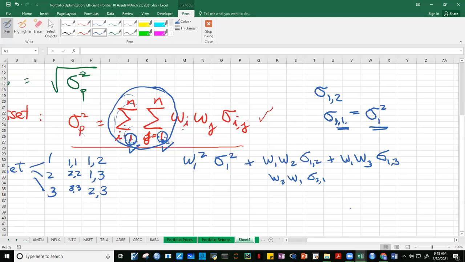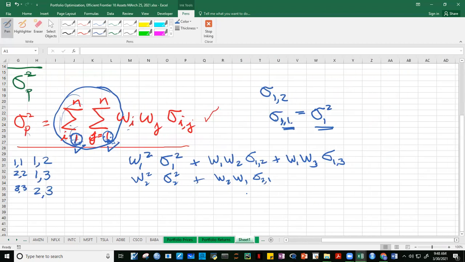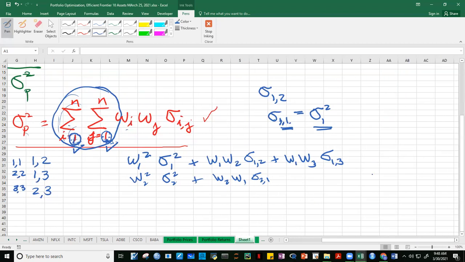Weight of 2 squared. Okay, times variance of 2. Yan, correct. Dito ko lang itapat ha. Weight ni 2 squared times variance ni 2. Yan. And then, ano pa? Tapos, plus weight of 2 times weight of 3 times covariance of 2 and 3. Okay, wala siyang katapat, ano? Weight of 2, weight of 3, covariance 2, 3.